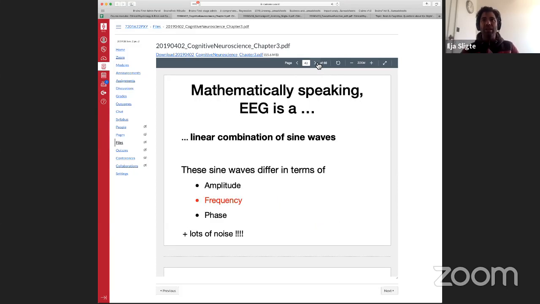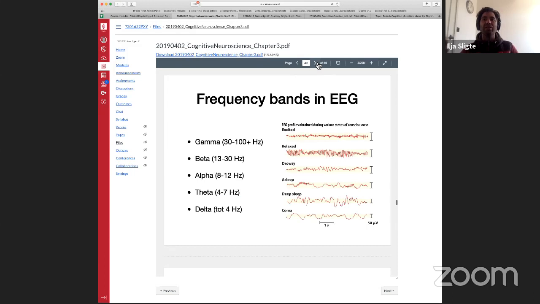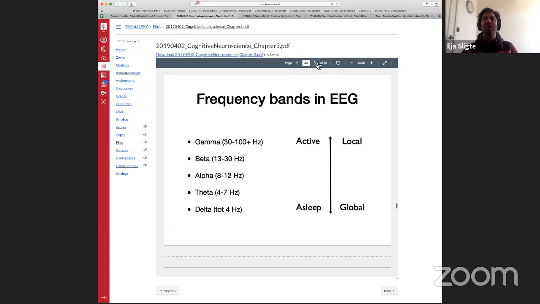But what we typically want to say, if we assess the frequency of the signal, you can say something about active or inactive. You can say something about local communication and global communication. And this is basically what slide 44 is depicting. High frequencies mean local activity, very active. If it's low frequencies, then either it's global brain communication or you're deep asleep.